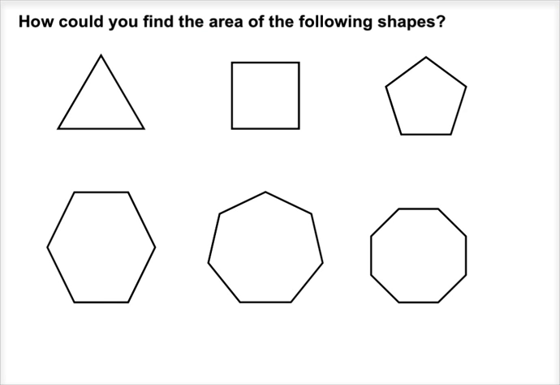How could you find the area of the following shapes? And the following shapes drawn are regular polygons. To be a regular polygon, it has to have congruent sides and all the angles are also going to be congruent. Well, if I start to look at these shapes, I already know the area for a triangle is 1/2 base times height. I know a square, the area is just a side squared.